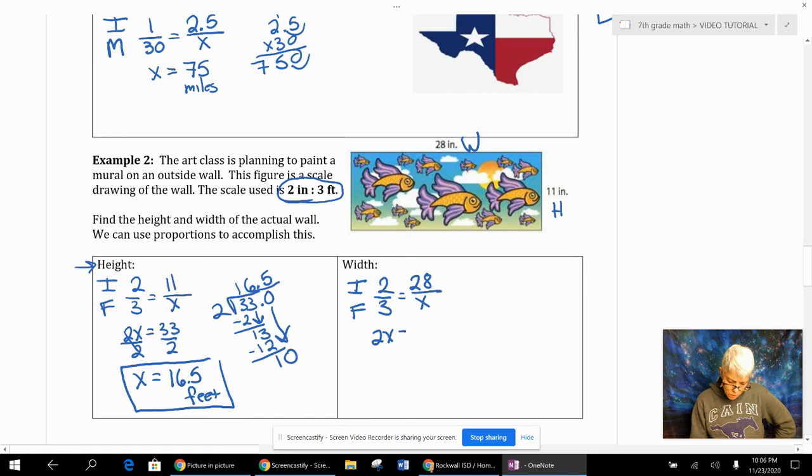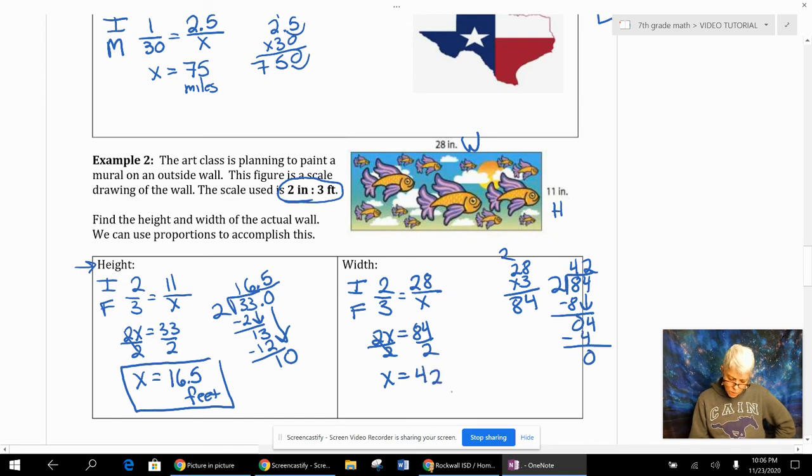Again, I'm going to cross multiply, and I'm going to divide. Well, first off, let me cross multiply. I am just not smart enough to know this. 6, 7, 8, it's 84. Divide by 2, divide by 2, x equals 84 divided by 2 is 42. So again, what are we looking at? X is in feet, so it's 42 feet.